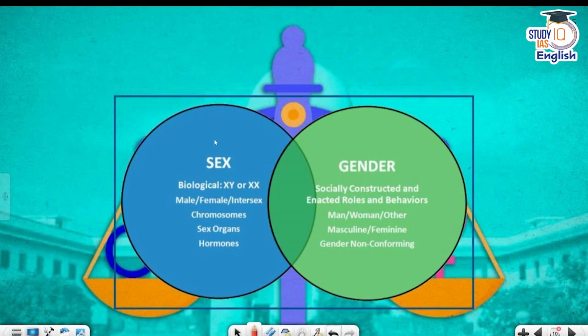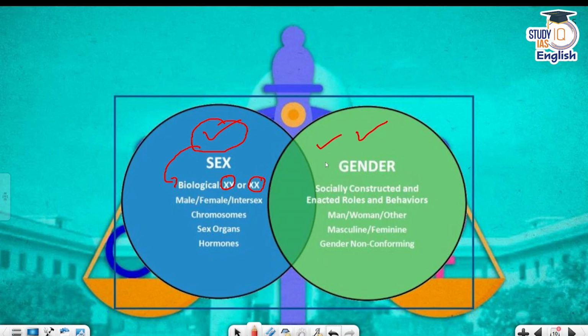Now let's understand the difference between sex and gender. Sex is of course determined by chromosomes. Biologically they can be XY or XX. This is generally a biological thing, the ones that you see at birth.